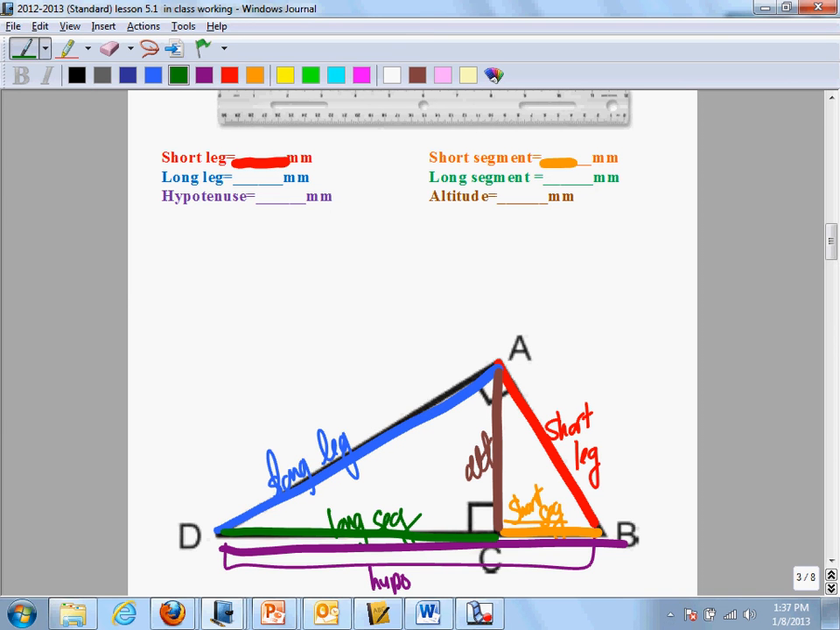So share your measurements with each other. Okay, make sure you have all 6 sides. Put all your measurements on the diagram and up here.